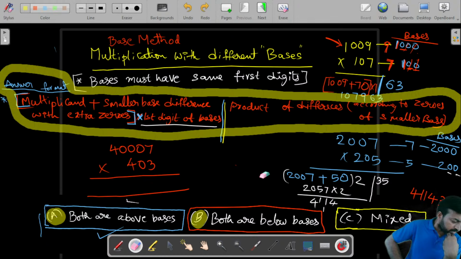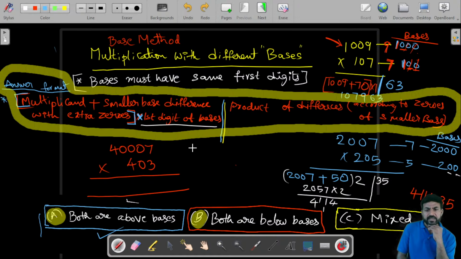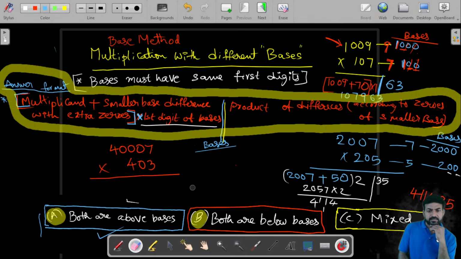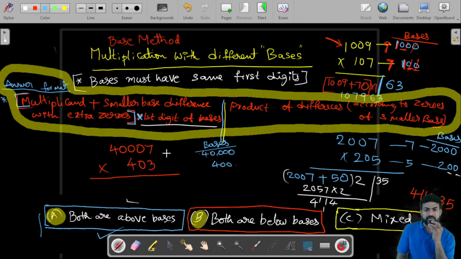Reddy Lakshmi got 16014821. So what are the bases there? Here 40,000. This is 400 base. Okay, 40,000 and 400. What is the difference? 7 from 40,000, 3 from 400.